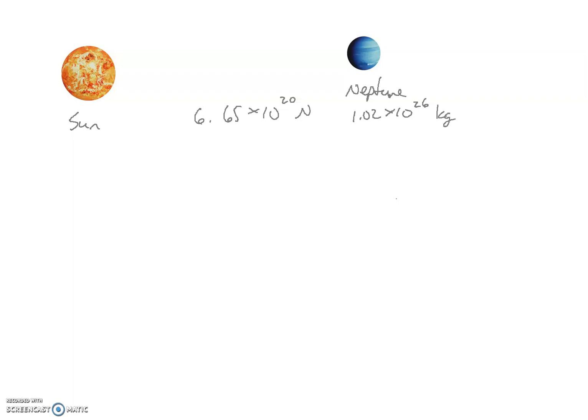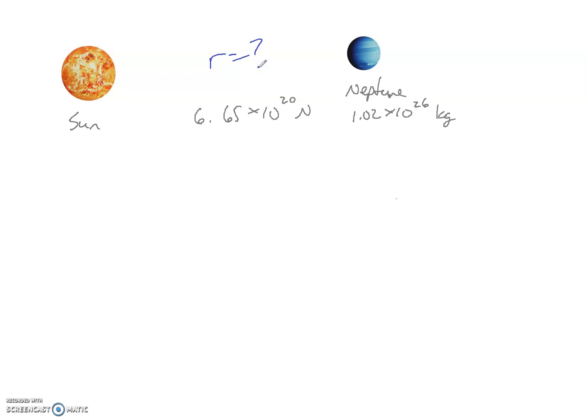Okay, so let's try a few different gravity type questions, expanding on the Fg type stuff we've been looking at. So here we've got the Sun, and here we have Neptune, and Neptune's got a mass of about 1.02 times 10 to the 26 kilograms, and there's a force of gravity between the Sun and Neptune, which would be about 6.65 times 10 to the 20 newtons. We're just going to do something basic here. We're just going to find out what is the distance between them. We're going to find the radius of Neptune's orbit.